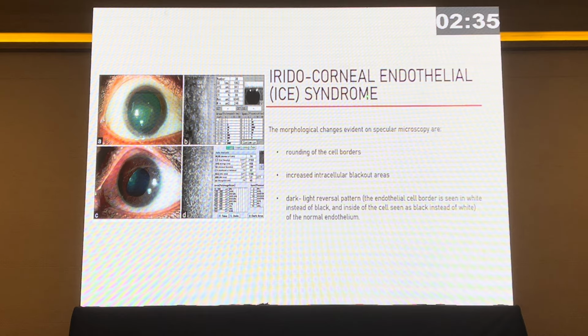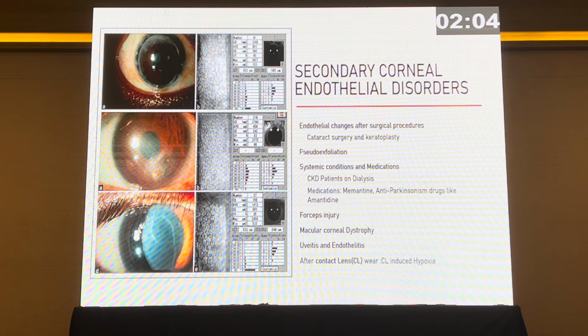Some of the other conditions like ICE syndrome: here you can see the rounding of the cell borders, two PAS and a little bit of haze in the cornea, and increased intracellular black area. You can see a reversal of pattern here, because usually you see a black border and the center is white. It will be just reversed here, when the endothelial cell borders are seen as white instead of black, and the cell is seen as black instead of white. So that is the classical ICE syndrome finding.